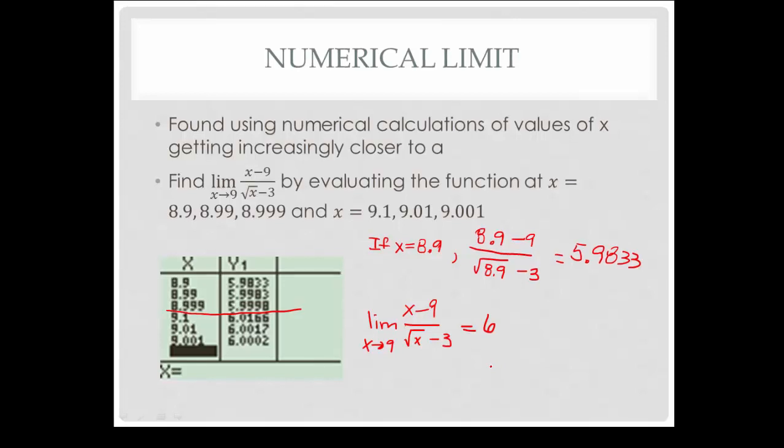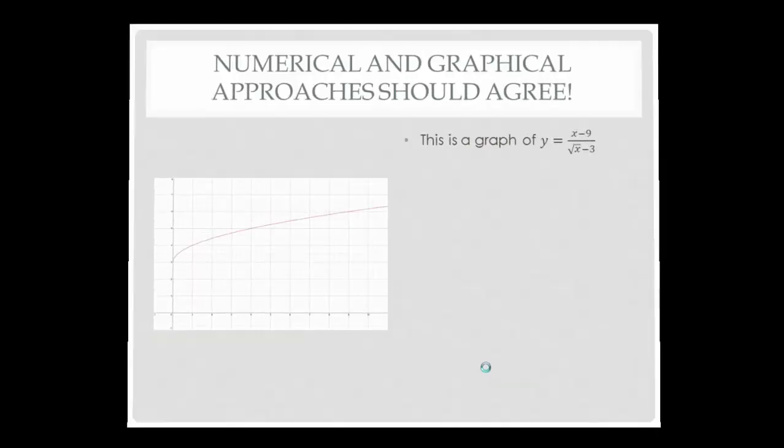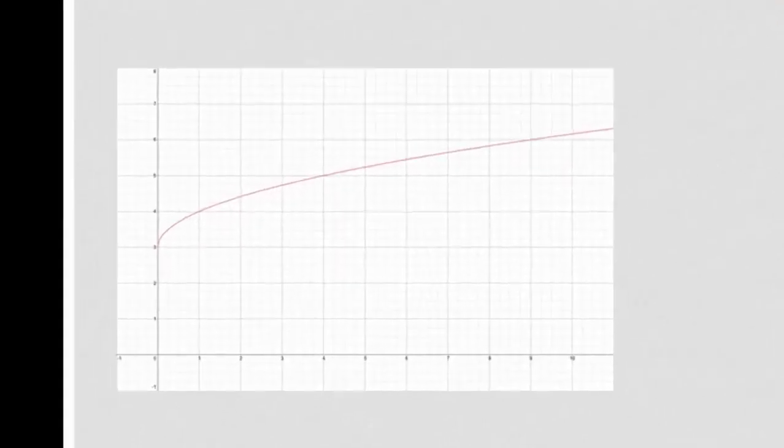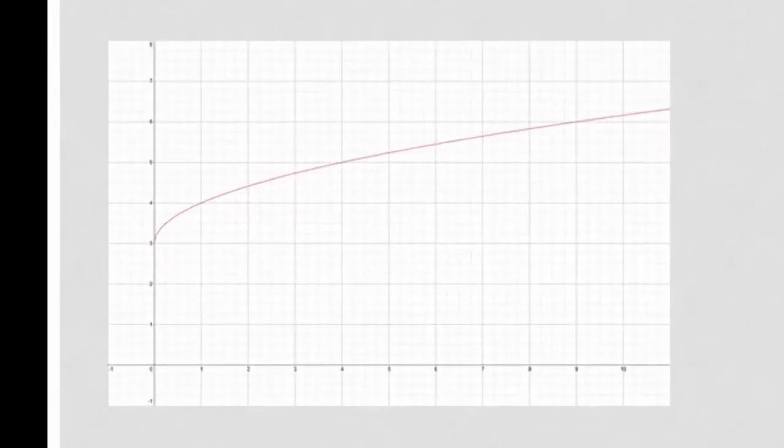But let's finish up this one just a little bit. If we take a look at a graph of y equals x minus 9 divided by the square root of x minus 3, this is its graph. And if you notice, as x is approaching 9, it does in fact appear that your y value is approaching 6. Your numerical and your graphical approaches to these limits should agree. Just because they're different approaches doesn't mean they should get you different answers.